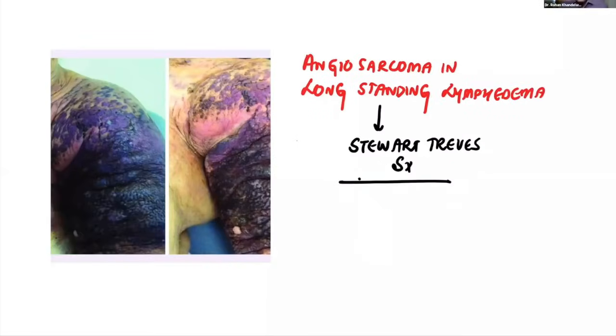This is another very important question which has been asked in the exam. Patients with long-standing lymphedema can develop secondary malignancy, and the secondary malignancy is known as angiosarcoma. This angiosarcoma will present as bluish or reddish nodules. You can see here these bluish or reddish nodules. And this syndrome is known as Stewart-Treves syndrome.